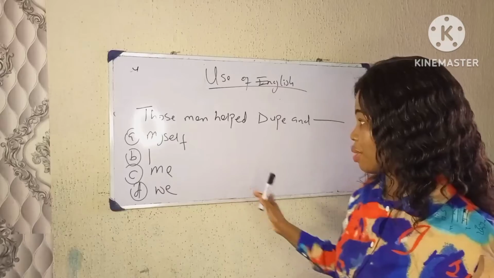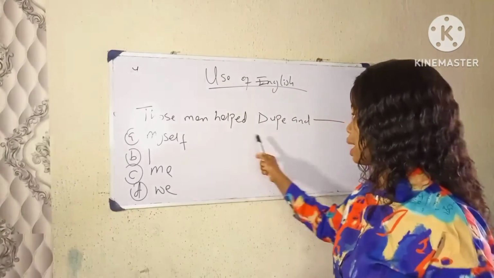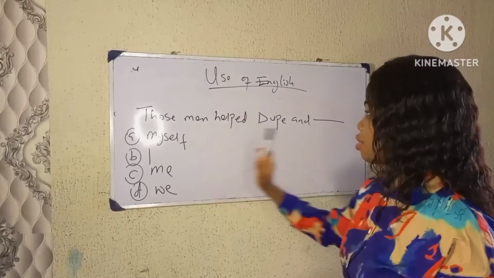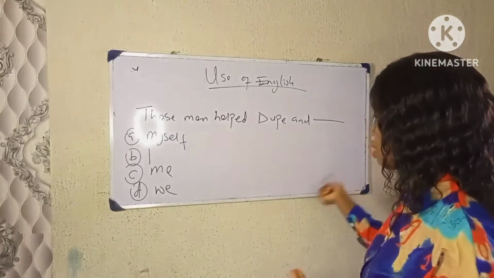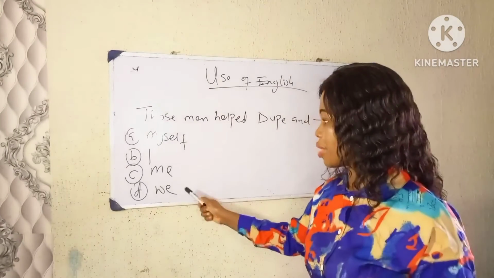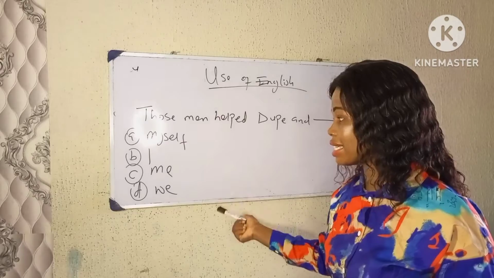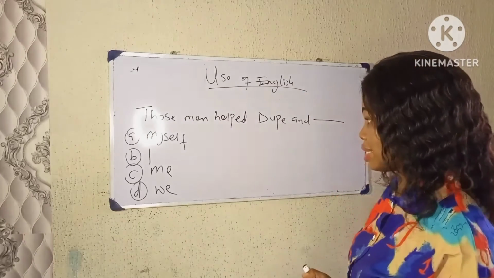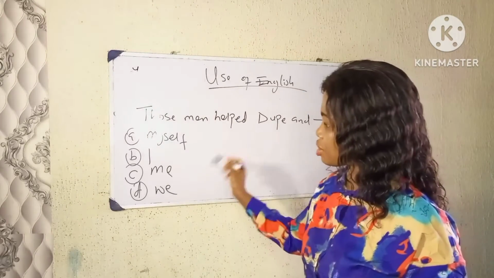And next, another question from the past questions. Those men helped Dupe and Dash. We have option A, myself; B, I; C, me; and D, we. Which one is the correct answer? Now, first, let's look at these options.